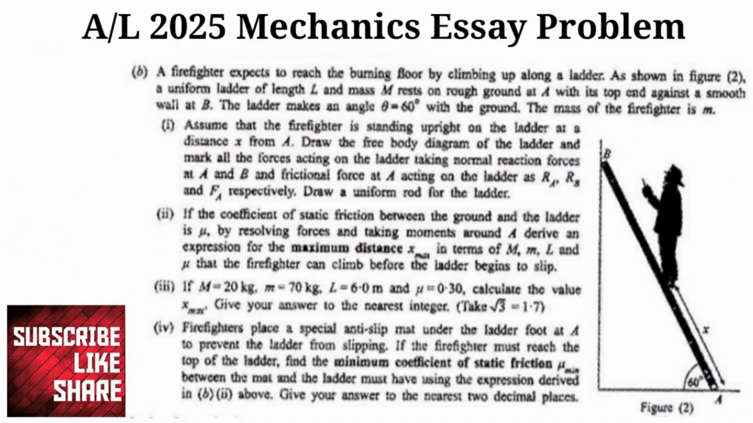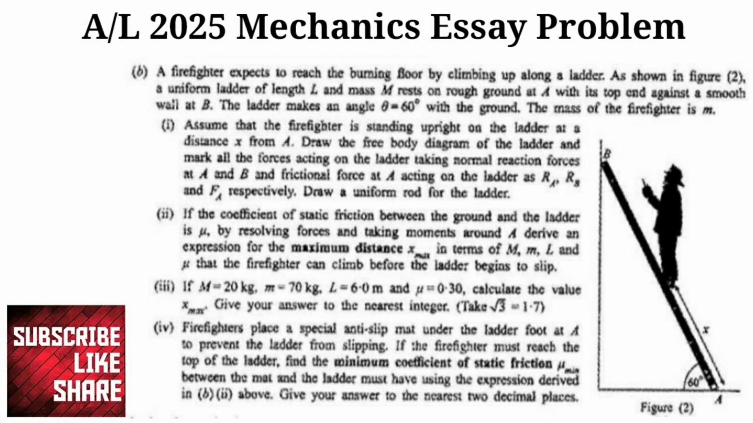Then part B. A firefighter expects to reach the burning floor by climbing up along a ladder as shown in figure 2. A uniform ladder of length L and mass capital M rests on rough ground at A with its top end against the smooth wall at B. The ladder makes an angle theta equals 60 degrees with the ground. The mass of the firefighter is small m.